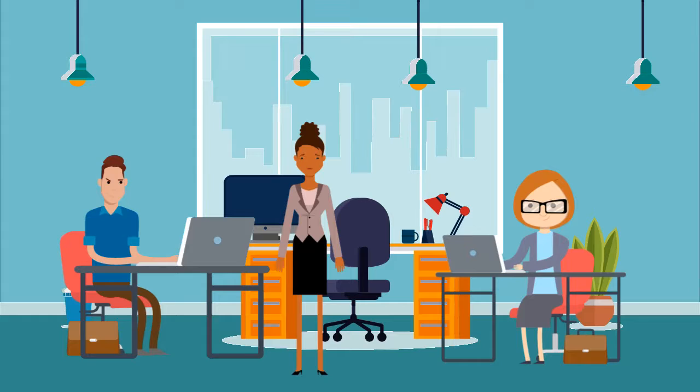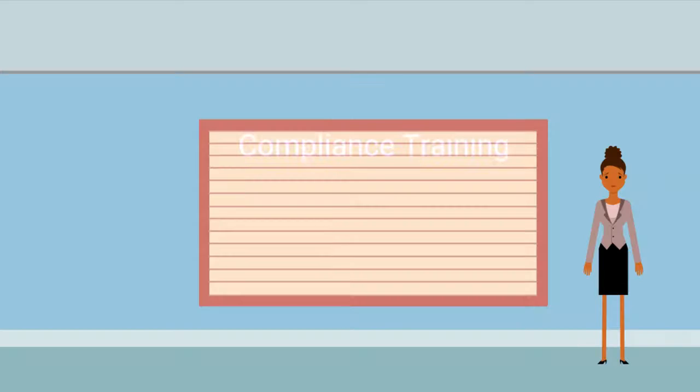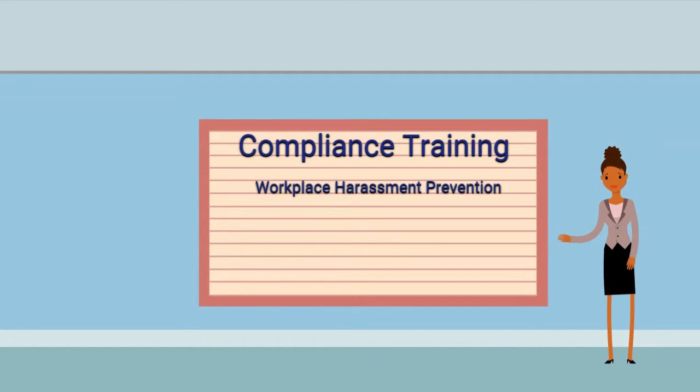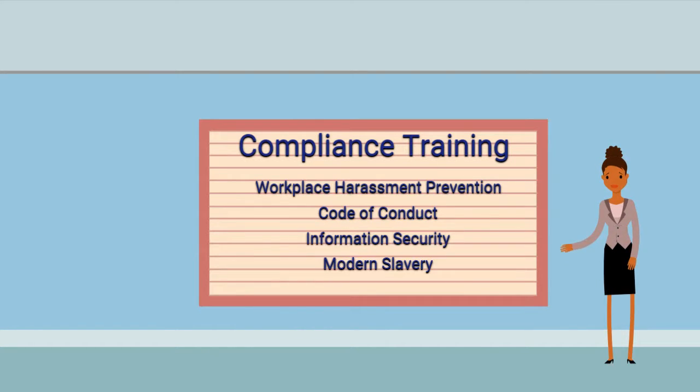All employees are required to complete annual compliance training. As a manager, it is important to familiarize yourself with these trainings and processes in order to ensure your team completes all required compliance training. Some examples of compliance training you or your direct report may take, based on his or her role and region, are workplace harassment prevention, code of conduct, information security, or modern slavery.